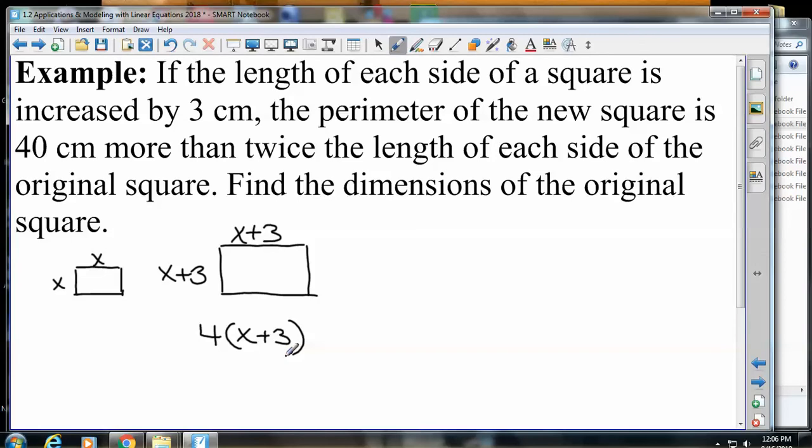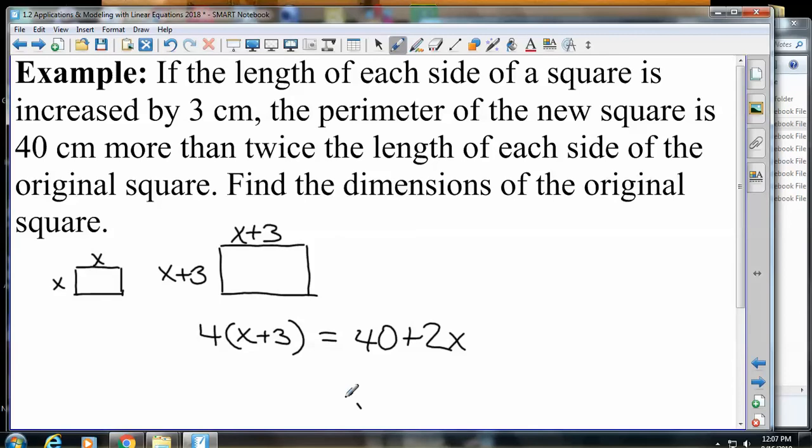Perimeter of the new square is, that's one of those magic words. Anytime you see is, what do you write? Equals. 40 centimeters more than. 40 more than, what does that mean? 40 plus twice, what's twice mean? Times 2. The length of each side of the original. Here's my original. So twice the length of that side would just be 2x.